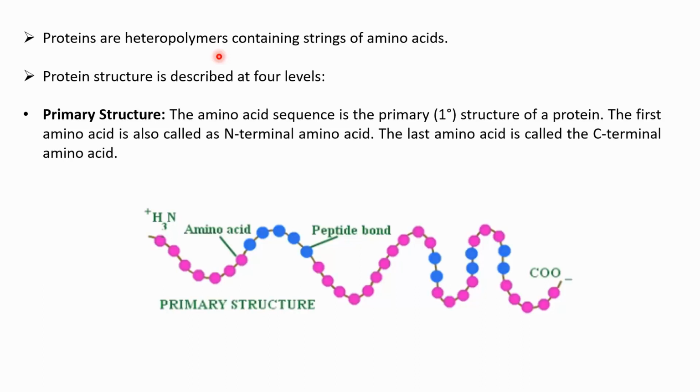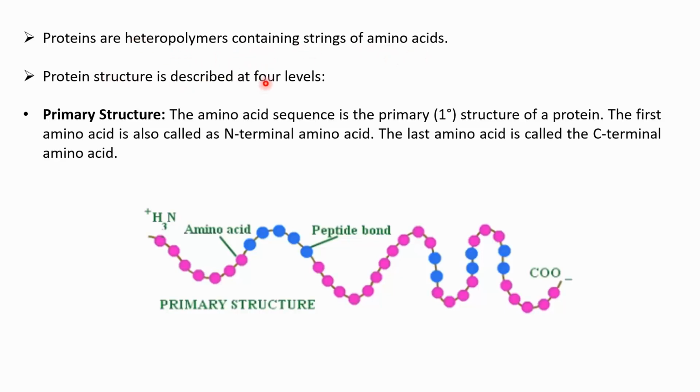Since different amino acids, for example, arginine may form a link with lysine, and lysine then forms a link with glutamate, in this fashion different amino acids may be arranged. Since different amino acids are arranged, it is a heteropolymer. So proteins are heteropolymers that contain strings of amino acids.